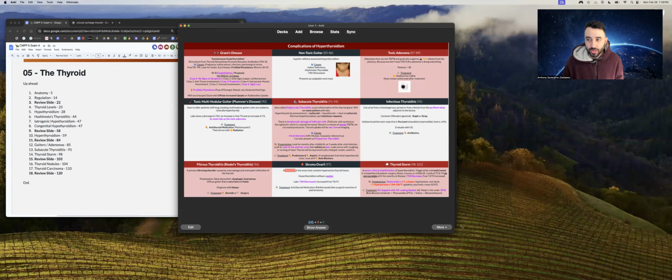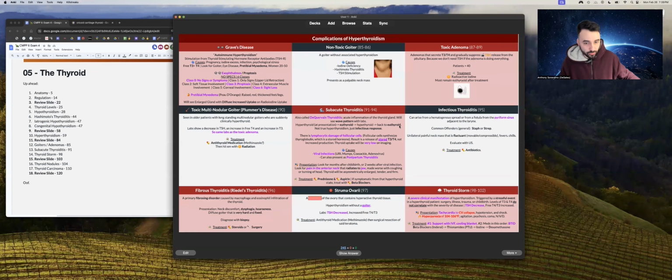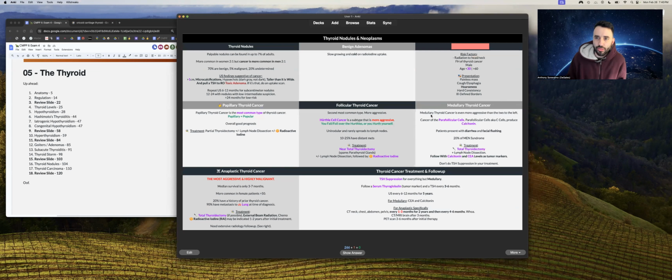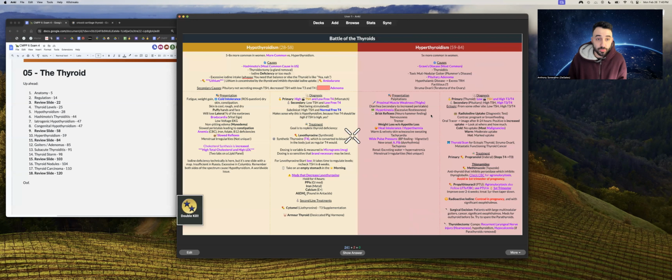Oh, I hate it so much. Okay, here we go. Complications of hyperthyroidism. We have struma ovarii, a teratoma of the ovary that contains hyperactive thyroid tissue. Upper right here is going to be, I'm not sure, a thyroid carcinoma. Okay, these are the nodules and neoplasms matrix. So we're working multiple matrices here. Thyroid storm is triggered by some type of stressful event in an already hyperthyroid patient. Okay, that makes sense. Fibrous thyroiditis or Riedel's thyroiditis: steroids or surgery. Pretty non-specific.